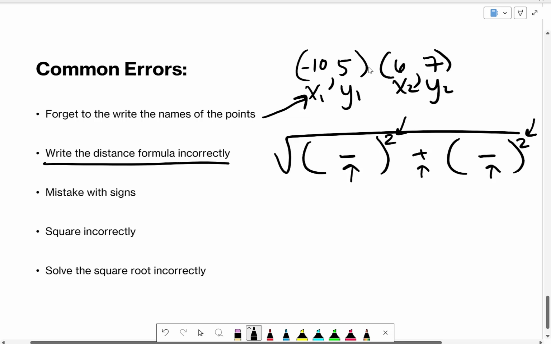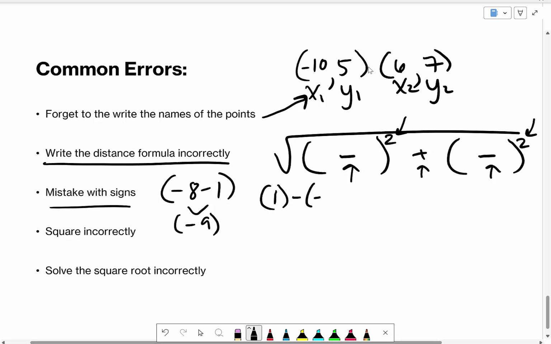The next mistake is people make mistakes with the sign. For example, -8 minus 1, that equals -9. So just make sure that, you know, for example, if you have this, minus and minus is plus, so it becomes 1 plus 5, which is 6.